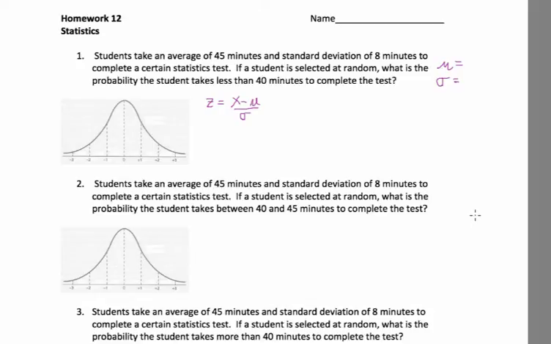Students take an average of 45 minutes and a standard deviation of 8 minutes to complete a statistics test. The student is selected at random. What is the probability the student takes less than 40 minutes?